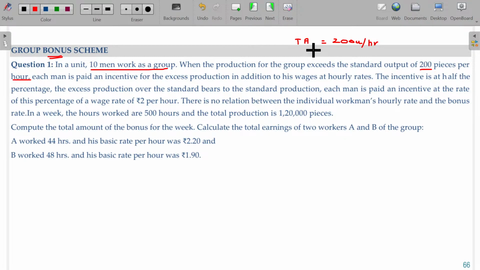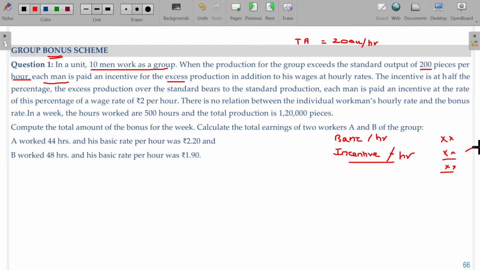If this entire group, not independent employee, the entire group works better than this, each man is paid an incentive for the excess production in addition to his wages at hourly rate. So based on that, incentive will be payable. Okay, based on hourly rate. Whatever the basic hourly rate for the employee, basic hourly rate and incentive will also be payable. Incentive per hour will be payable. Is that okay? So basic wage per hour and the incentive per hour will also be added. This is what about the revised wages of the employee.